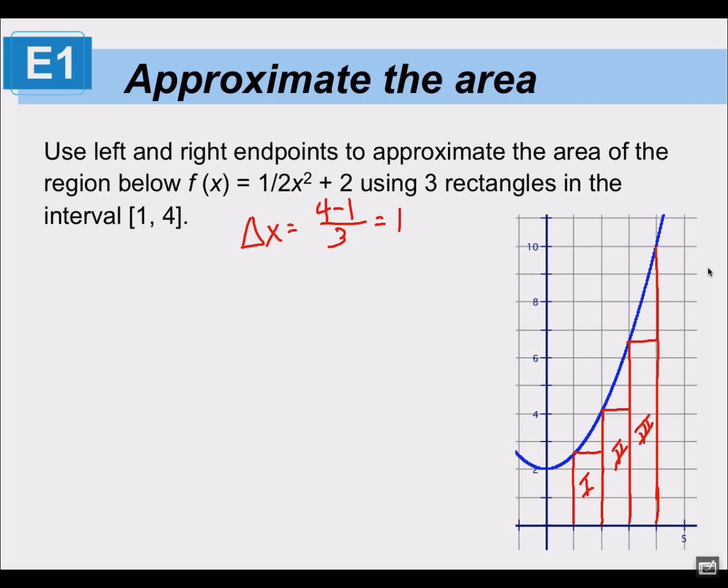So I'm going to find the area of 1, 2, and 3. So let's start with number 1. What's the area of rectangle number 1? How wide is it? 1. How tall is it? How do I find how tall that is? Well, I went 1, 2, and 3. How do I find f of 1? Plug 1 into the function we're given. So I get 1/2 plus 2 is 5/2.